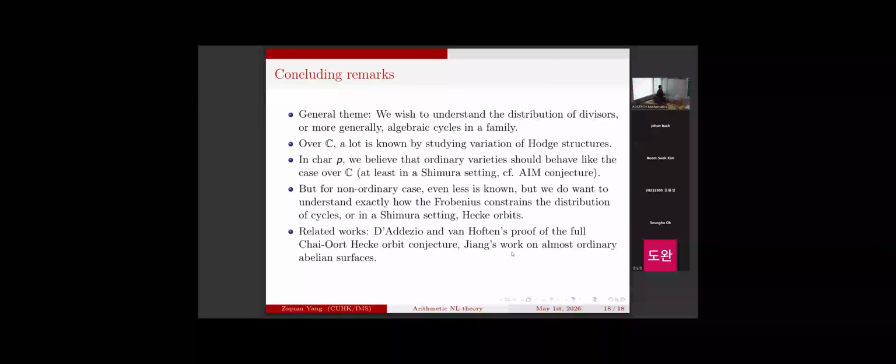Yeah, so these are probably the only known examples of what we know in the non-ordinary case. All right, so that's the end of my talk. Thank you very much for that.